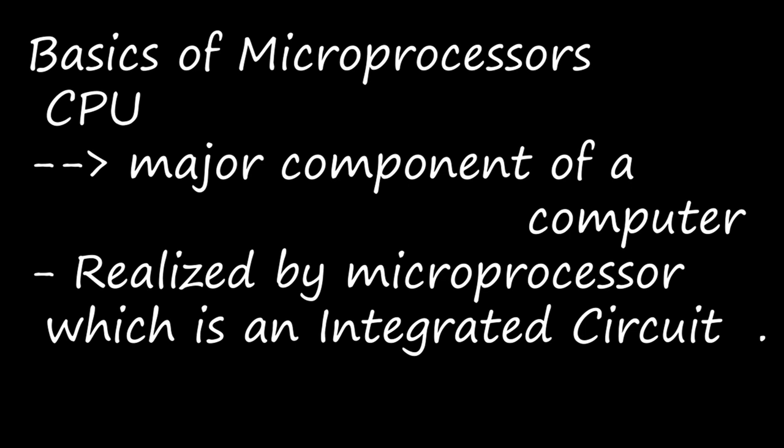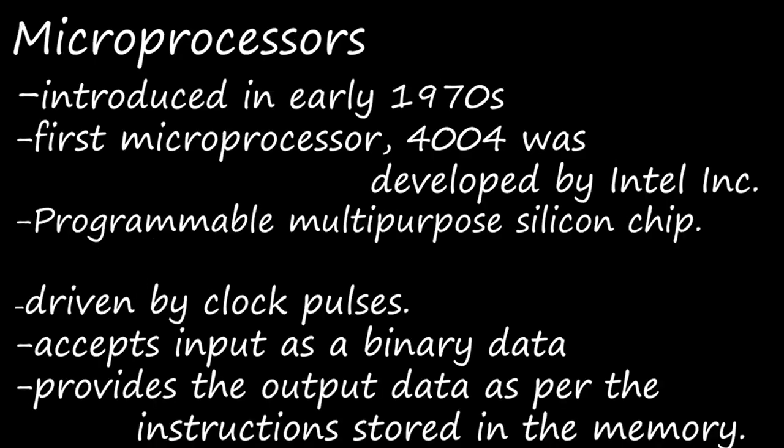This microprocessor is an integrated circuit, and it was introduced in the early 1970s. That means in the 1970s itself this microprocessor was introduced, okay? The first general purpose microprocessor, the 4004, was developed by Intel Inc. What is that Inc? Intel Inc, right? Inc means incorporated, okay? There is a corporate company which is Intel, and this Intel only developed this microprocessor, okay?